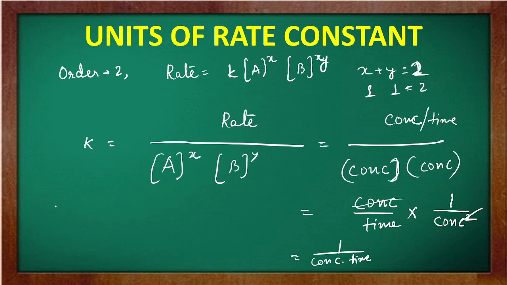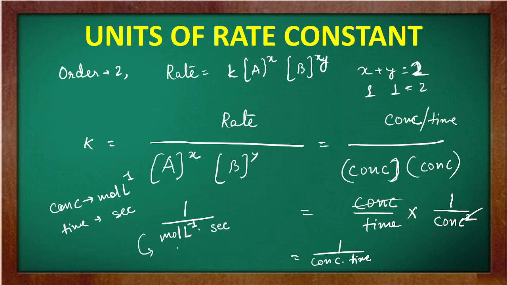Now if my concentration is given in terms of mole per liter and if my time is given in terms of second, then if you replace the value, you will get 1 by mole per liter and time you will get second. Now if you write the unit in simplified form, you will get mole inverse, liter, and then you will get second inverse.